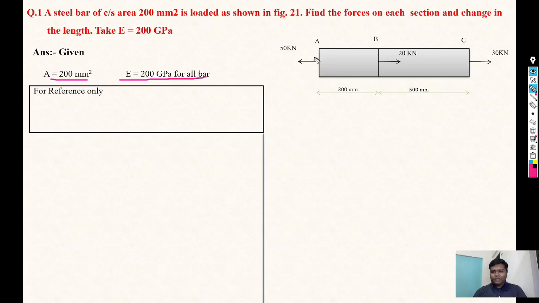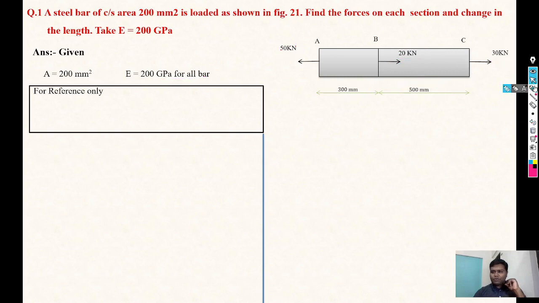And now they have given 3 forces. First is 50 kilonewton, 20 kilonewton and 30 kilonewton, where 50 kilonewton acts at point A, an external force we can consider. Similarly 30 kilonewton is at point C, also an external force, but 20 kilonewton is acting at point B, and this is an intermediate force. Okay, then the length of section AB is given, that is 300 mm, and the length of section BC is also given, that is 500 mm. So let's start with our numerical.